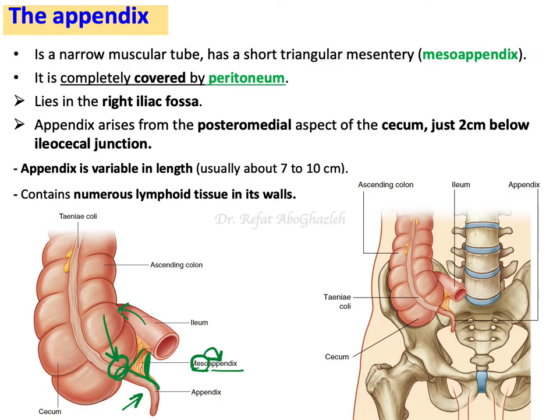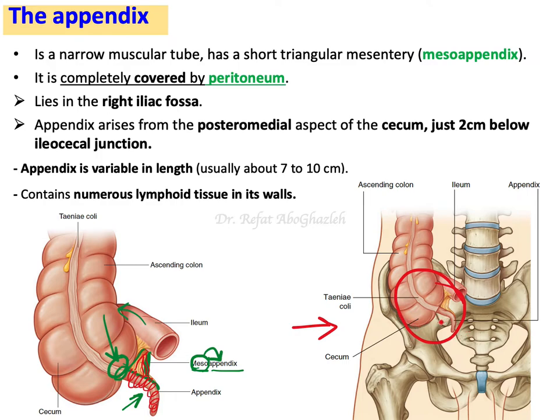And if you look here, you will see that the appendicular vessels pass at the free border of the mesoappendix, which is very important. So this is the first thing. That means the appendix is suspended by a mesentery called mesoappendix, and it has a free border where the appendicular vessels pass, but it's also completely covered by peritoneum. And because it opens in the cecum, you expect that it's located in the right iliac fossa.